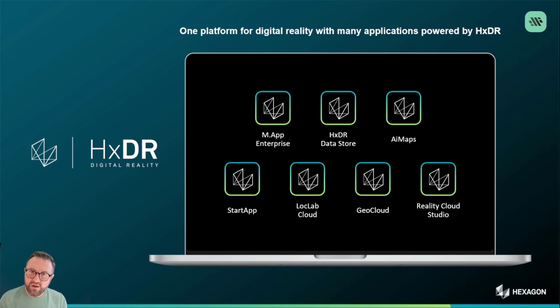You've got Hexagon GeoCloud, which is for sharing and transporting your total station and GPS data from the field to the cloud, and a way of managing your data for those sensors. And then of course what we're going to look at is Reality Cloud Studio.